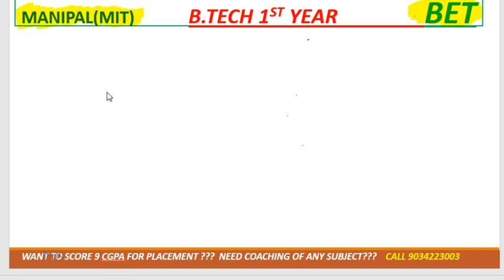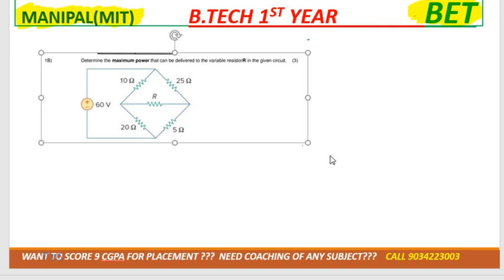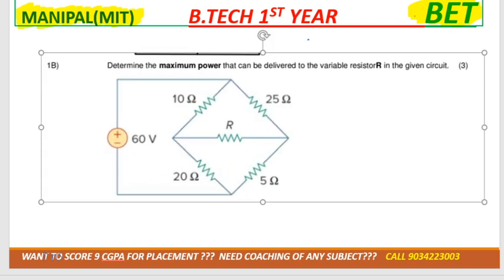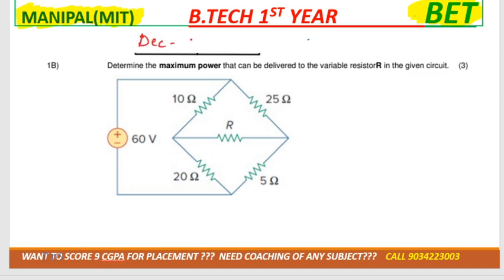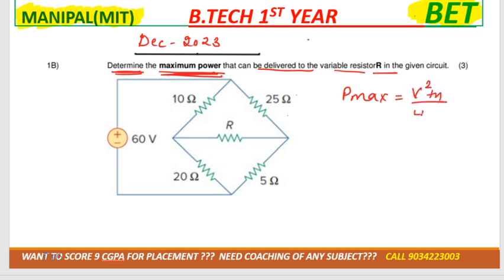Let me explain this using a simple question. See, this is your paper question only. This is from December 2023, means a recent paper. See what they have asked: determine the maximum power that can be delivered to the variable resistor R. So the maximum power formula is VTH square divided by 4 RL, and RL is equal to RTH.